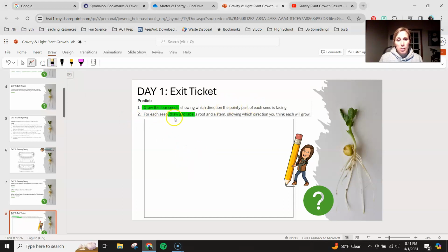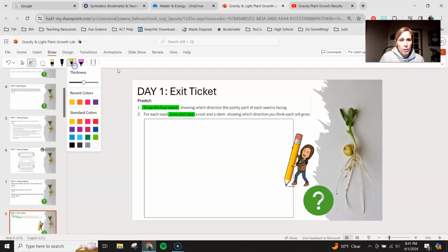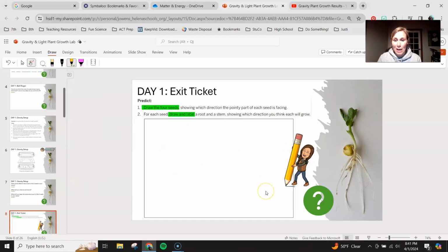So that's the first part. For part 2, you're going to draw and label a root and stem. What you can do is make a little key. Maybe you use black for your roots, and for your stems, you could use green, since stems are usually green in a plant. And then you're going to draw those 4 seeds in the exact orientation we had in that setup video on slide 6. And then you're going to make a prediction as to which direction you think the stem is going to grow and which direction you think the root is going to grow. So you can either label those or color coordinate them and say, hey, my stem is going to be green, so I'm going to circle this right here. My root's going to be black, so I'm going to circle this right here. Anyway, it should look something like that.